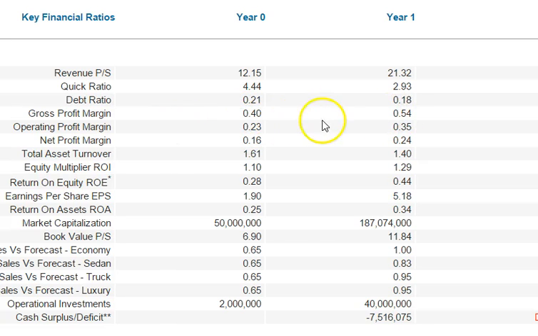Every round, I want to see these profit margins going up. You increase your profit margins, it's going to increase a lot of your ratios, because a lot of your ratios are based on your profit margin. Total asset turnover, equity multiplier, return on equity, earnings per share, return on assets, are going to be based on how well you increase your profit margins. So that's why it's critical to understand what these financial ratios are and how they're interpreted. And you need to apply that knowledge back to when you do the simulations.